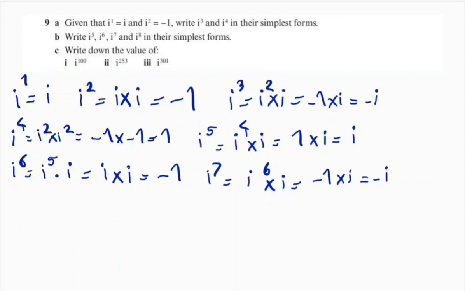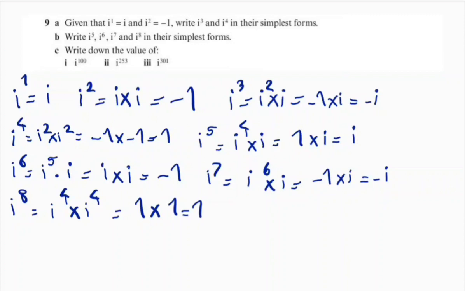And now you may be wondering how far I'm planning to go, but this is the last one. So i to the power of 8 is just i to the power of 4 times i to the power of 4. Of course, you can use different combinations, for example i to the power of 6 times i squared, and so on. So i to the power of 4 is 1, times 1 is 1.